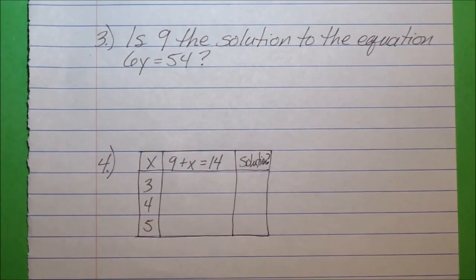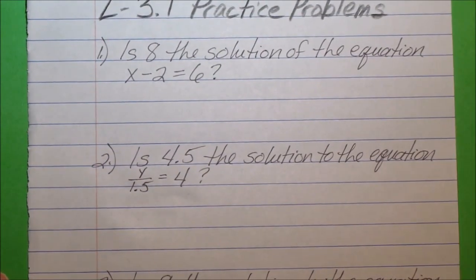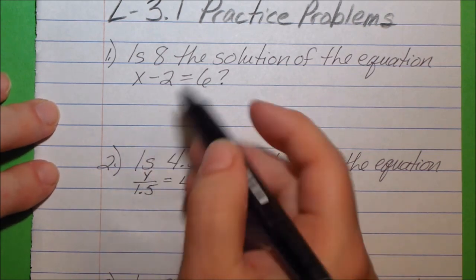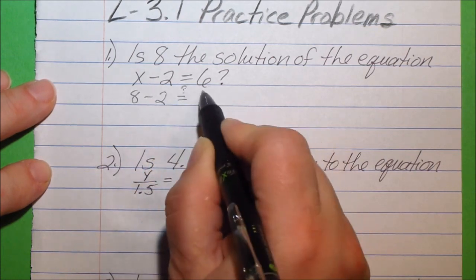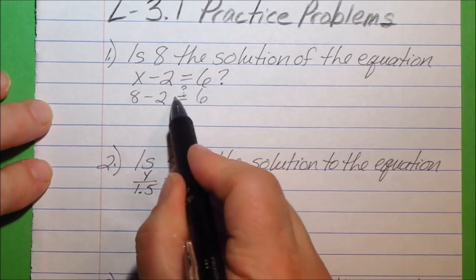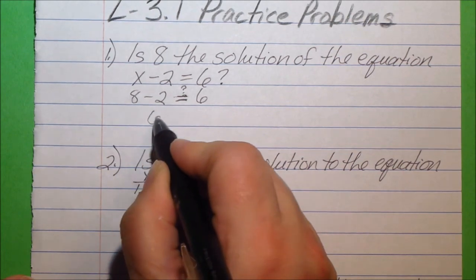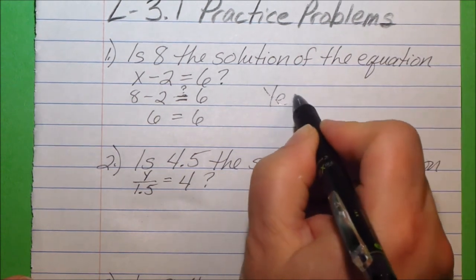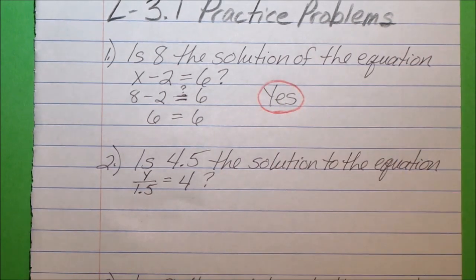And 3 and 4. Okay, let's see how these work. Number 1. First thing I'm going to do is plug in 8 for my variable. So 8 minus 2, is it a solution, or is it equal to 6? All right. 8 minus 2 is 6. 6 equals 6, so it is a solution. And I'm just going to write yes. It is a solution. That's the answer. All right.